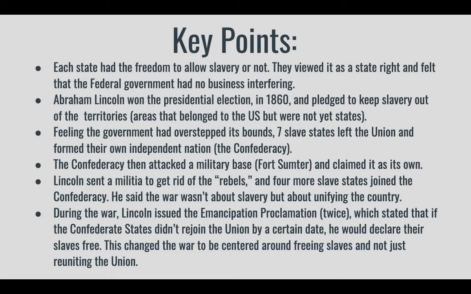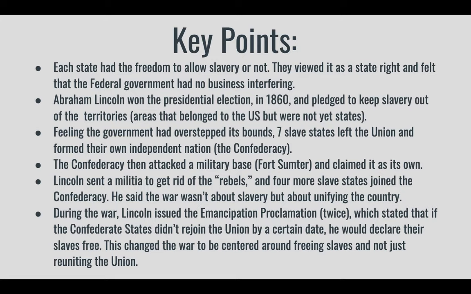And what it basically said was, any state that has left the United States, if you don't join our country by this time, I'm declaring all your slaves free. And you might say, well, they're not part of his country anymore. He doesn't have the authority to do that. And he didn't. But of course, if he were to win the war, that ends slavery in those states. And also, it weakens the South, because if you're a slave and you hear about that, you're thinking, wow, I'm going to do everything I can to make sure the North wins.